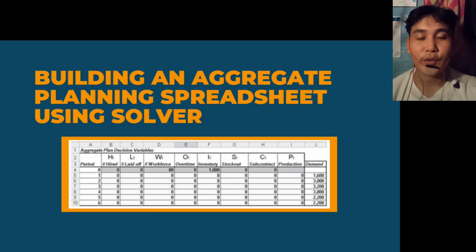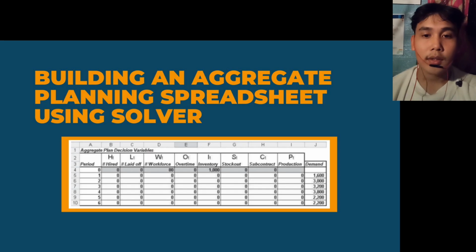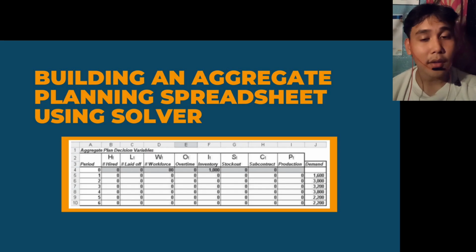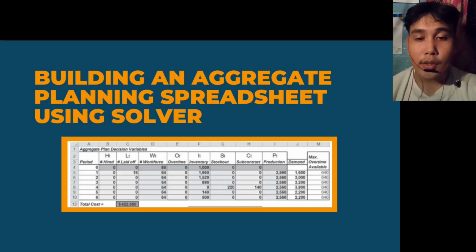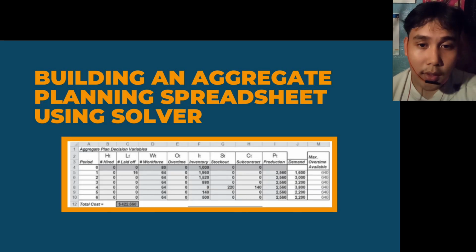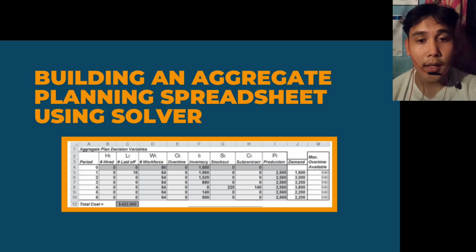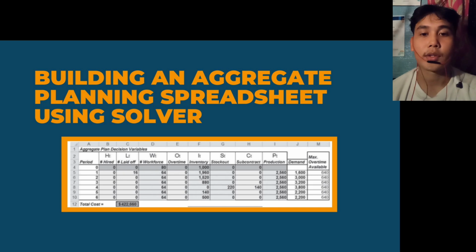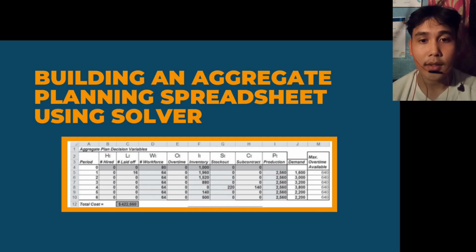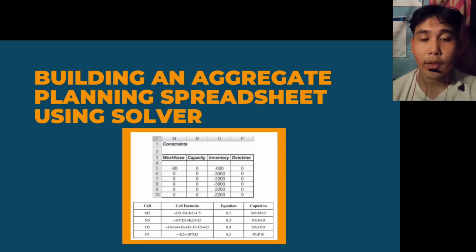Moving on, tracking data is good, but optimizing it is the ultimate goal. This is where we move to building an aggregate planning spreadsheet using Solver. So, using the linear programming capabilities within the Excel Solver, our primary objective is to minimize the total cost to maximize profit. So we set our target cell to calculate the total cost, which sums up regular and overtime labor, hiring and layoffs, inventory holding, and any subcontracting or stock out penalties.